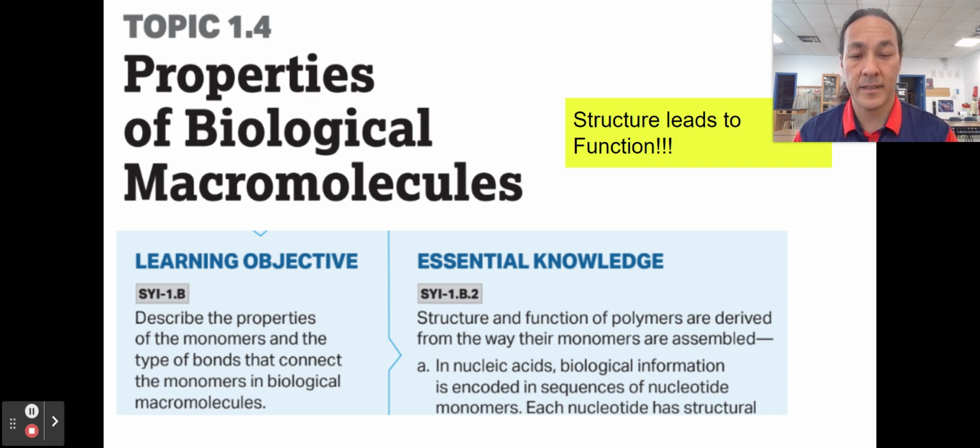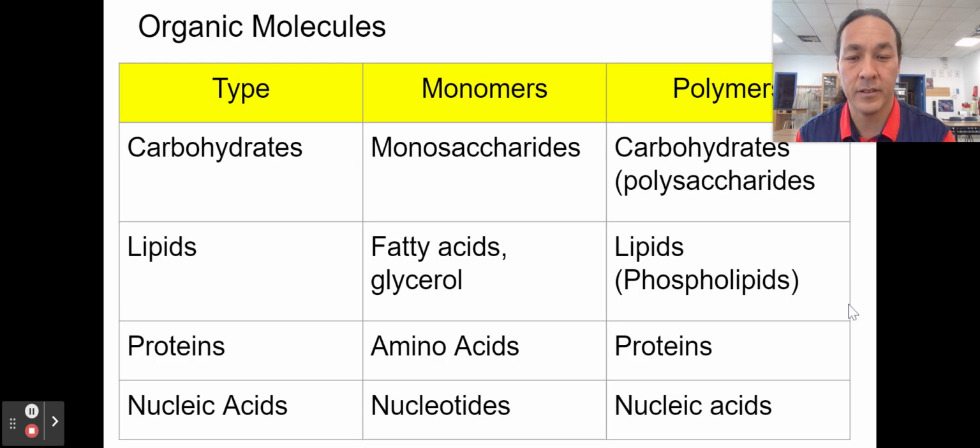Think about what are carbohydrates used for? What are lipids or fats used for? What are proteins used for? What are nucleic acids used for? And so then you can think, all right, that's the function of them. How does the structure of that molecule lead to it?